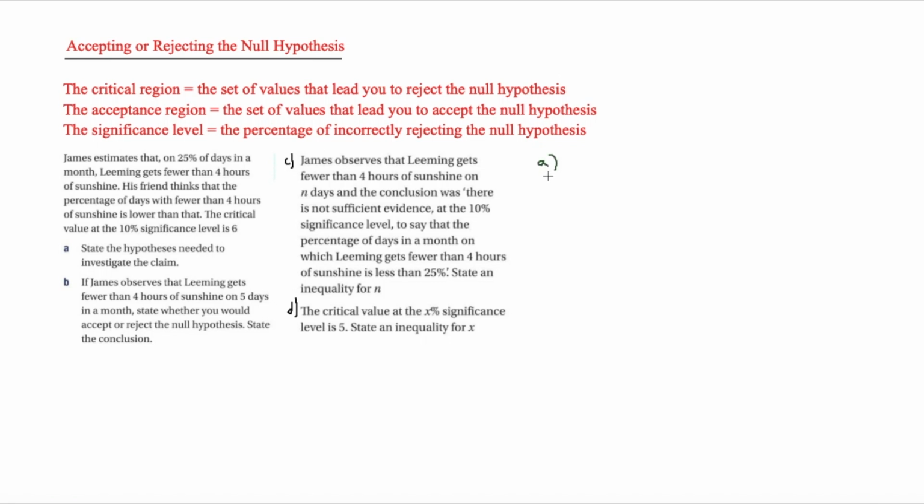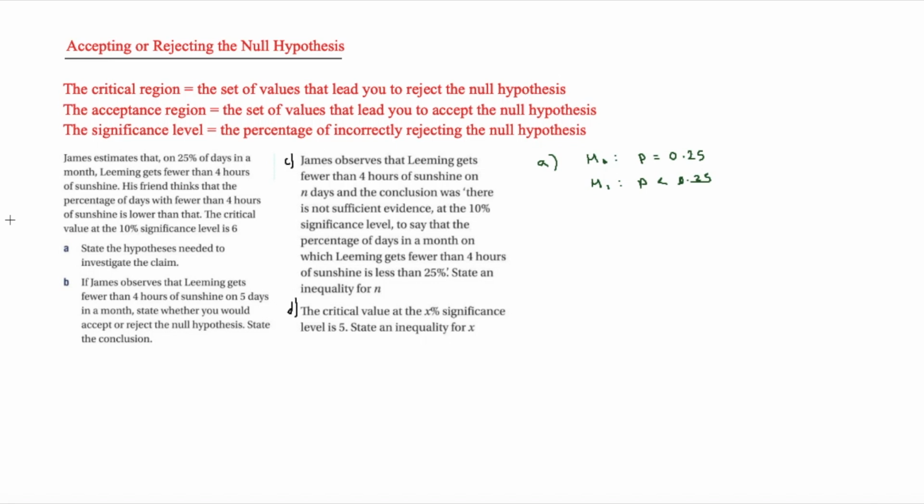So the hypothesis, H0, is going to be P is equal to 0.25, and then H1 says that, he thinks that it's going to be less than this, so he's going to say that P is less than 0.25.